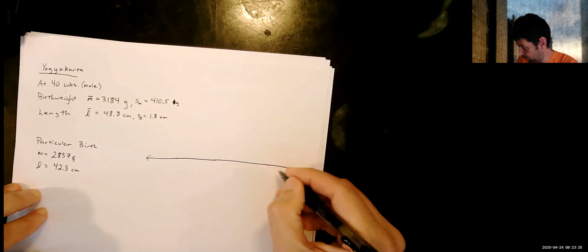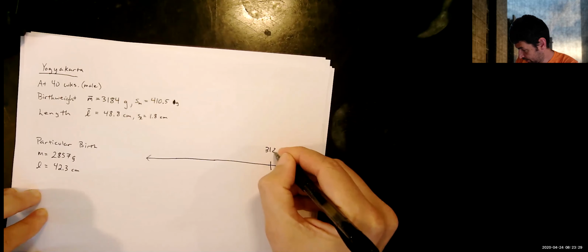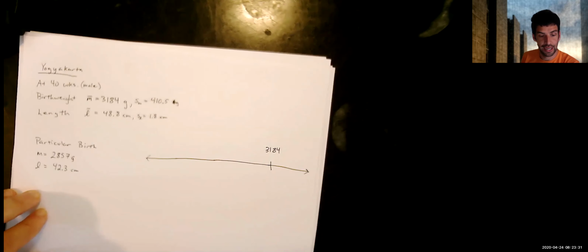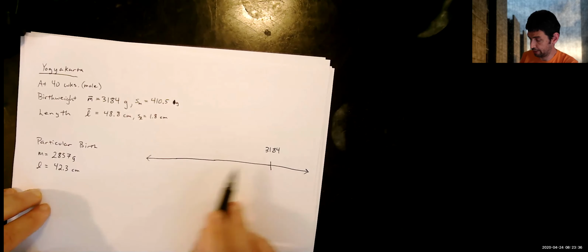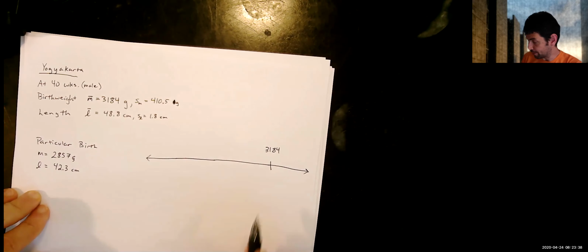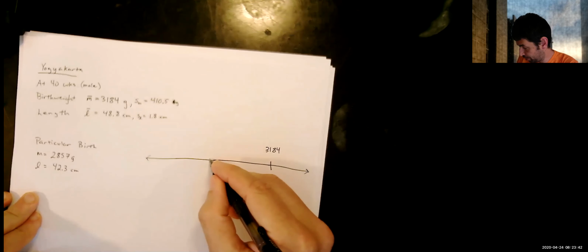I'm going to put the mean birth weight here. Okay. I'm going to leave units off because this diagram is going to get complicated. We know what the units are, and I just want to, as much as I can, keep it simple. So our birth weight of 2857 is somewhere below this. I'm just going to put it about here.